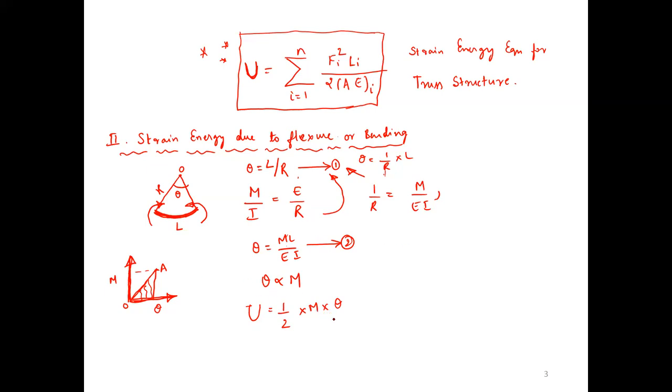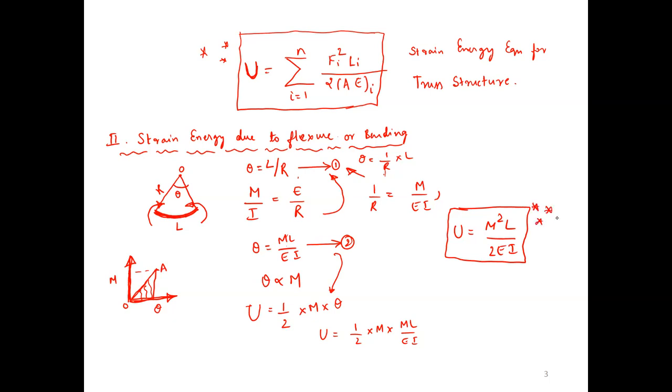Now substitute the value of theta. What is theta? Substitute here. What value are you getting? U equals half into M into ML by EI. What is the final equation we are getting? U equals M square L by 2EI. This is the equation. A very, very important equation.